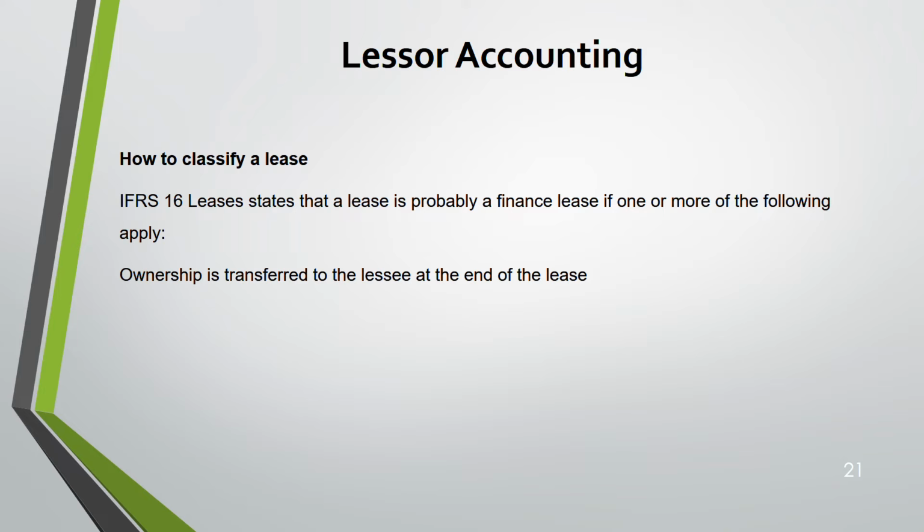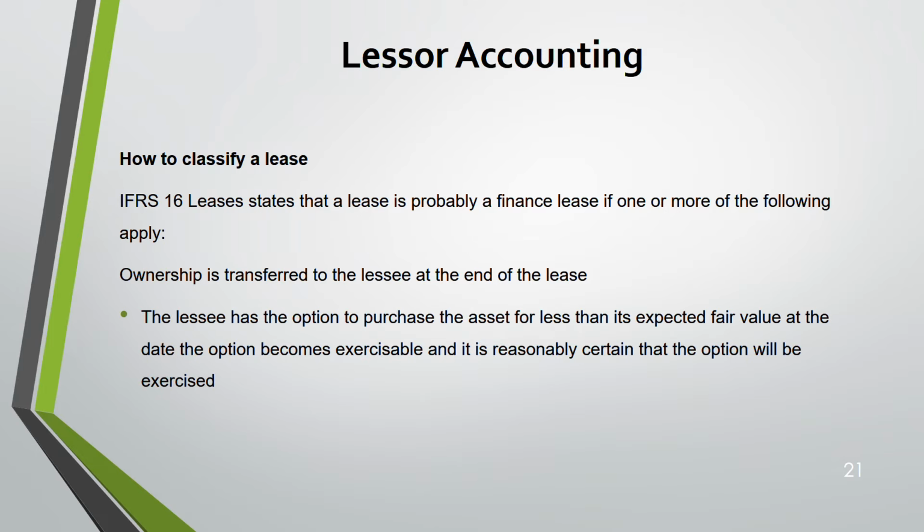Okay. Now, how to classify a lease? If one of these conditions is there, it's a finance lease. But the thing is, ownership needs to be transferred to the lessee at the end of the lease. Now we'll see. Number one, the lessee has an option to purchase the asset at less than its fair value at the date the option becomes exercisable. And it's very certain that you're going to exercise the option. What was the option? To buy the asset at the end of the lease. A lessee should have that option, and it should be reasonably certain that it will be exercised at less than expected fair value. Okay, it's a finance lease.